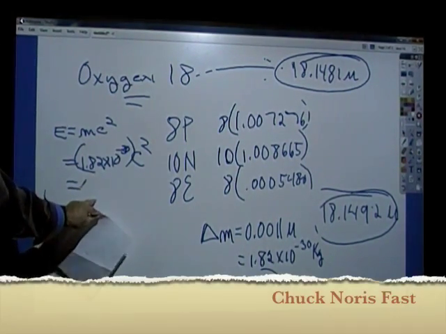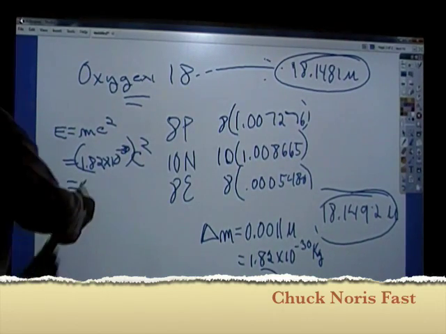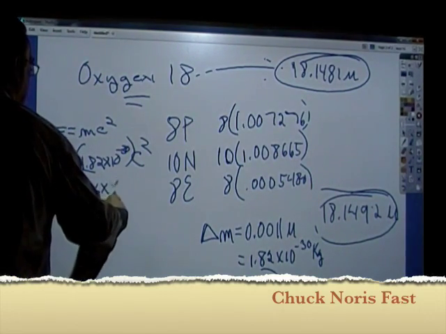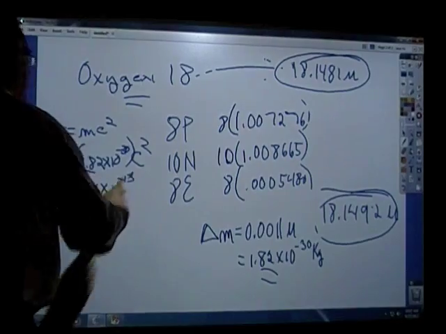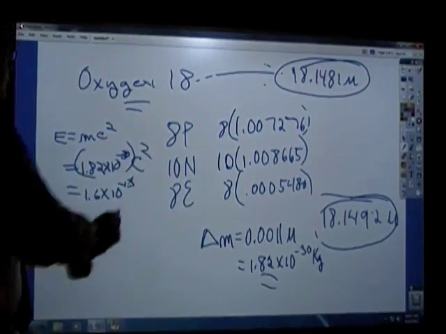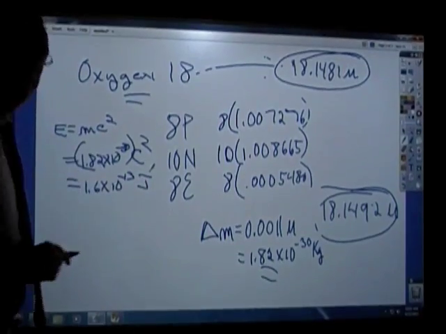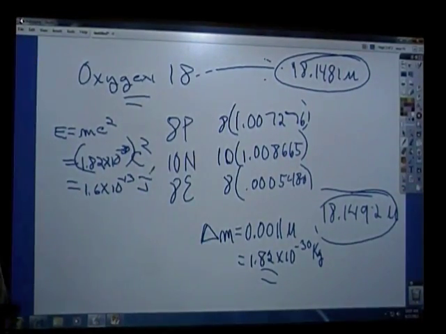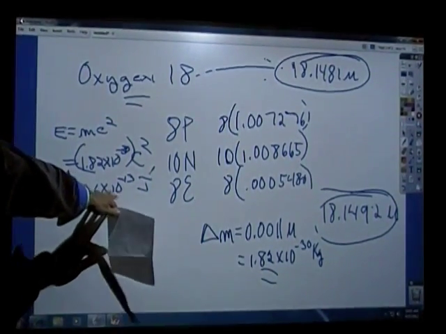Someone, what kind of energy do I have here? 1.64 times 10 to the negative 13. Negative 13, what are the units, if I have kilograms, meters, and seconds? Joules. Those are the units of MKS. 13 zeros, I don't want to deal with it.